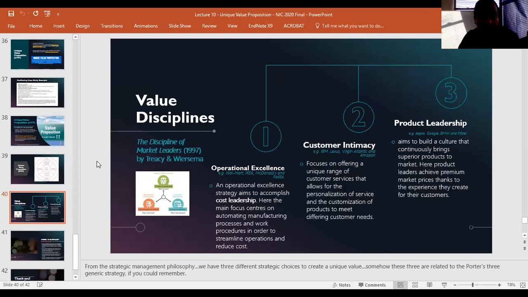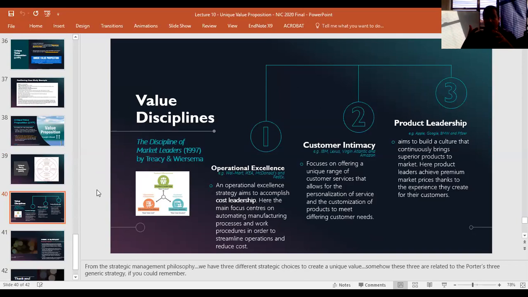Let me go through this one quickly. This slide is from the literature, or you can say from strategic management philosophy. They talked about these three disciplines, the value disciplines. One is operational excellence, the second is customer intimacy, and the third is product leadership.